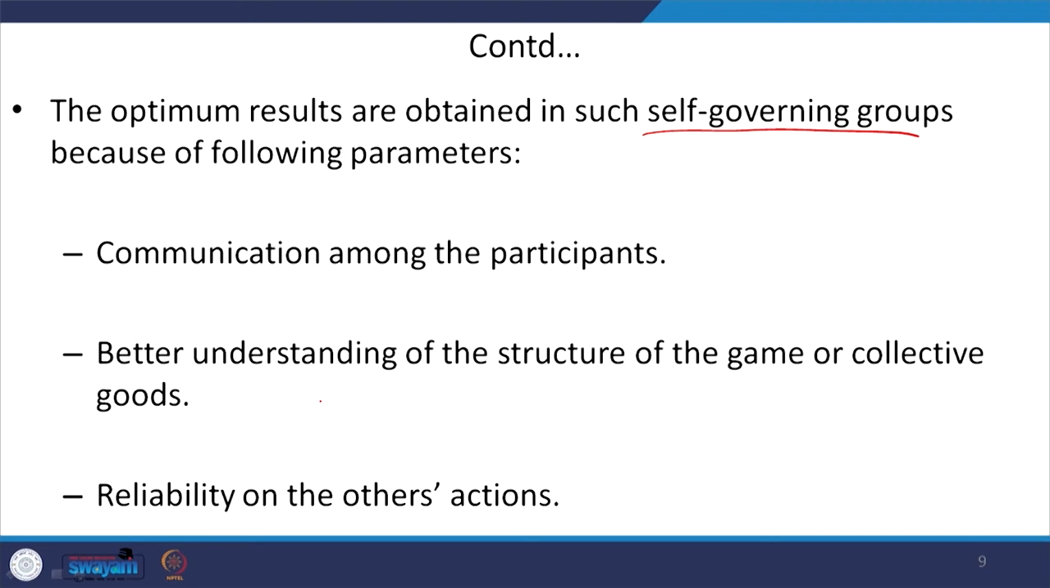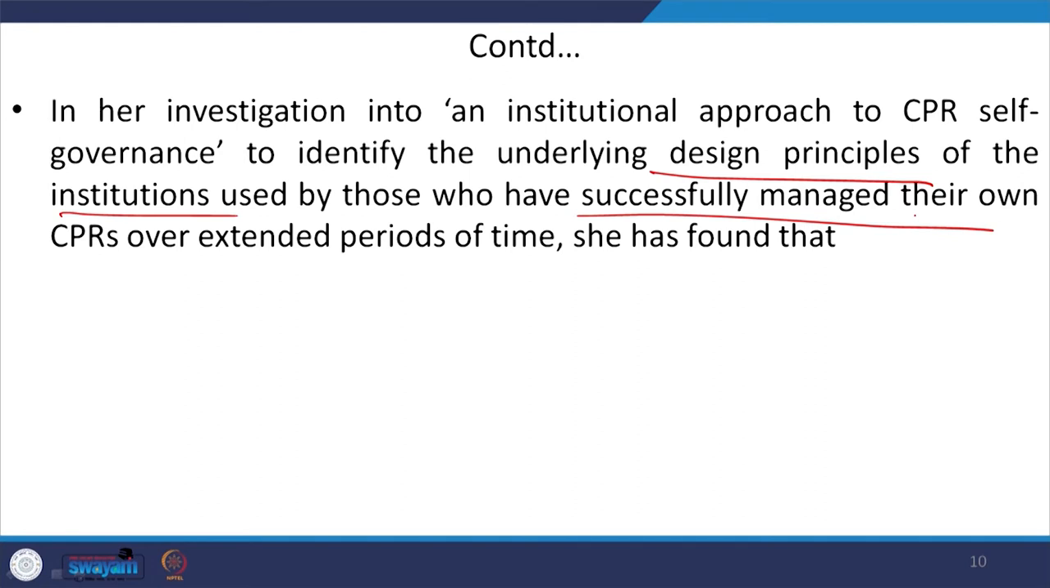with this prisoner's dilemma, then we will find that in case of prisoner's dilemma, no communication took place among the participants. Both the prisoners didn't have any trust in each other's actions, right? Whereas in self-governing groups, the participants have high trust in each other's actions, and that's why the optimum results are obtained in self-governing groups. In the other cases, the tragedy of the commons and the prisoner's dilemma, this didn't happen. They do have trust in each other's actions so far as governance is concerned.